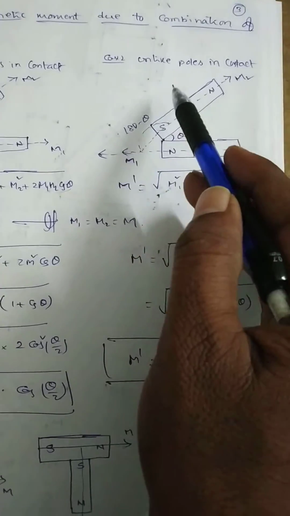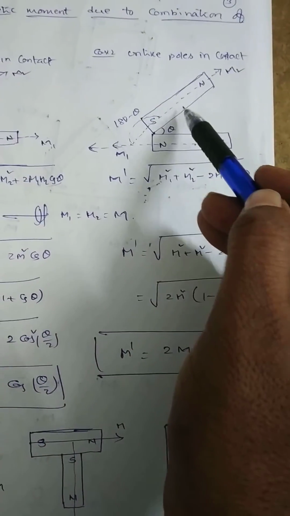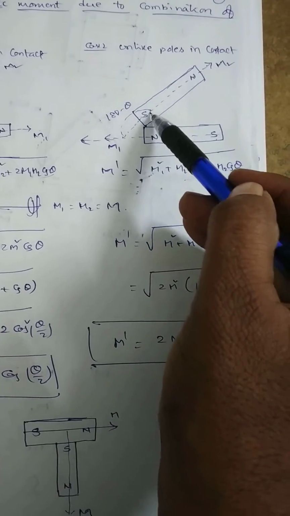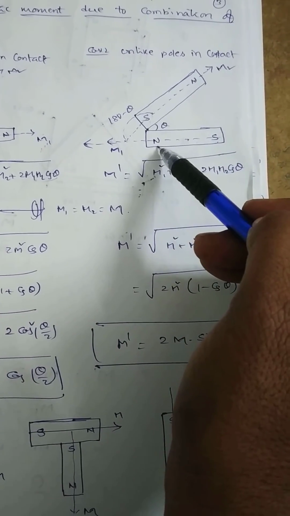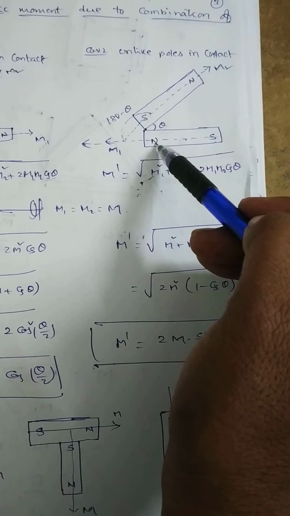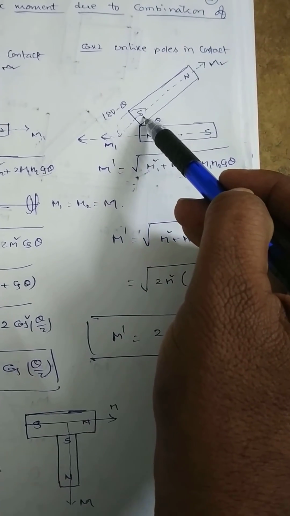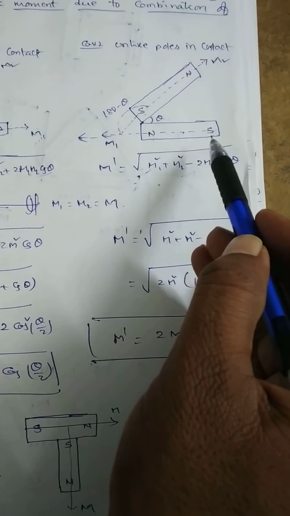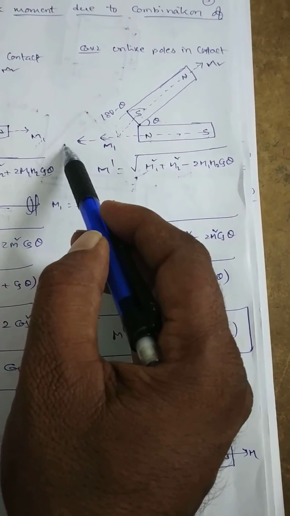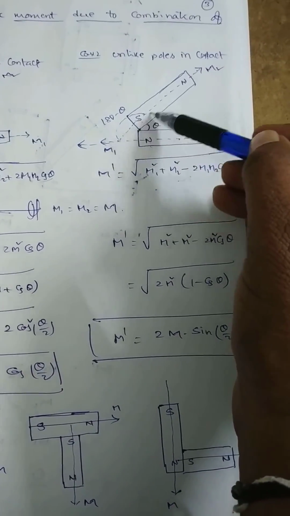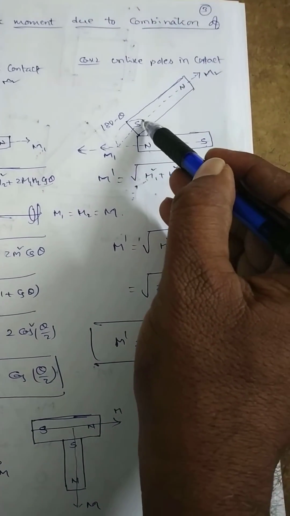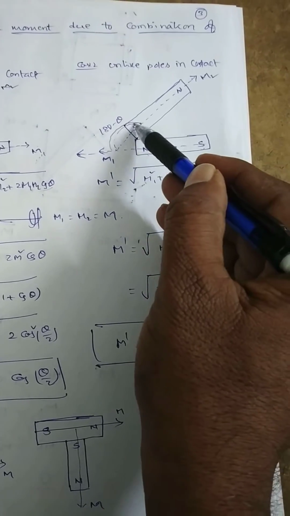In another example, maybe the two bar magnets are placed in contact at one end such that unlike poles are kept in contact. This is N for the first magnet, this is S for the second magnet. The angle between them is theta. Here the direction of the first magnetic moment is M1, and for the second magnet the moment is M2, like this. This is the angle theta. And the angle between M1 and M2 is equal to 180 minus theta.